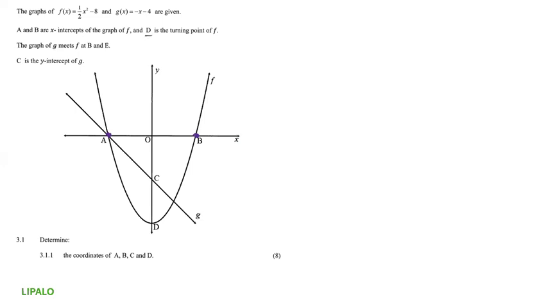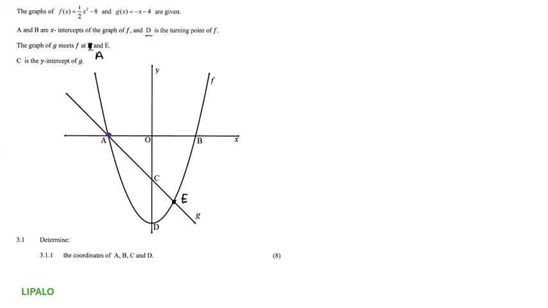Then we're saying D is the turning point of f. Here is D, the turning point. Okay, and then the graph of g meets f at B and E. The graph of g meets f at B and E. I think they meant A. This is supposed to be A. Good. They meet at A and E. Yes, it's not B, it's A. And then you have E, point E here. This is point E.